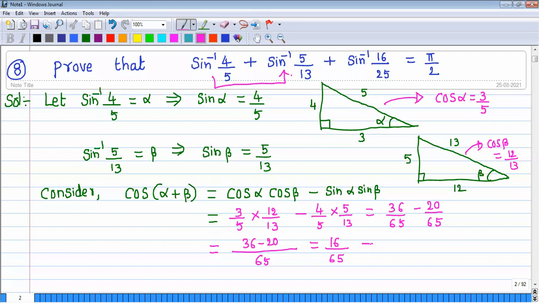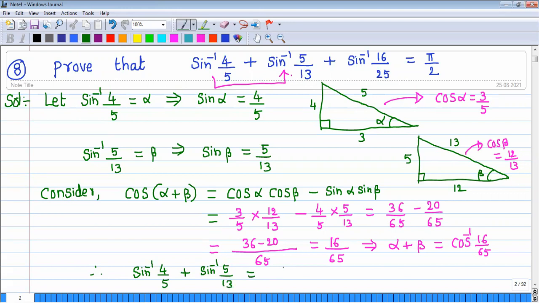So that implies we are going to get alpha plus beta equals cos inverse 16 by 65. Desired value obtained. But what does alpha stand for? Alpha is sin inverse 4 by 5, and beta is sin inverse 5 by 13.